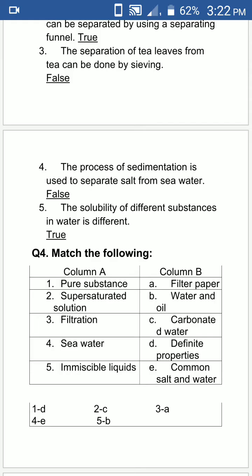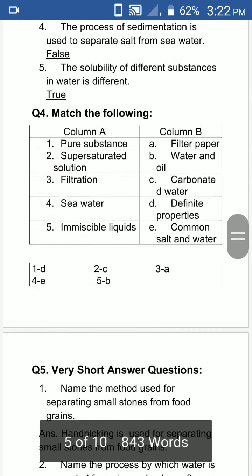Question number 4 is match the following. Okay. So first is pure substance. Pure substance, the answer is D, definite properties. Second, supersaturated solution. The answer is C, carbonated water. Third is filtration. A, filter paper. Fourth is sea water. The answer is E, common salt and water. Fifth, immiscible liquids. The answer is B, water and oil.